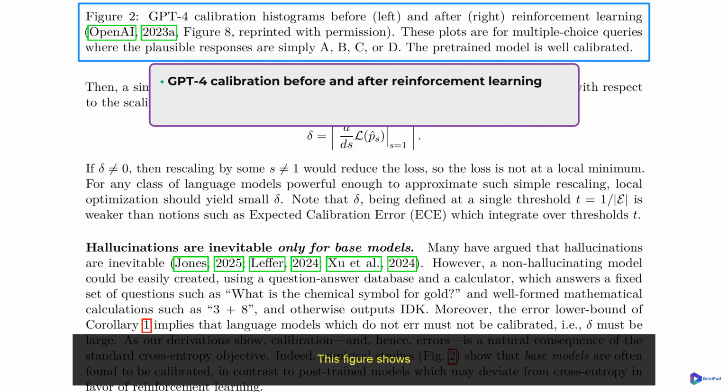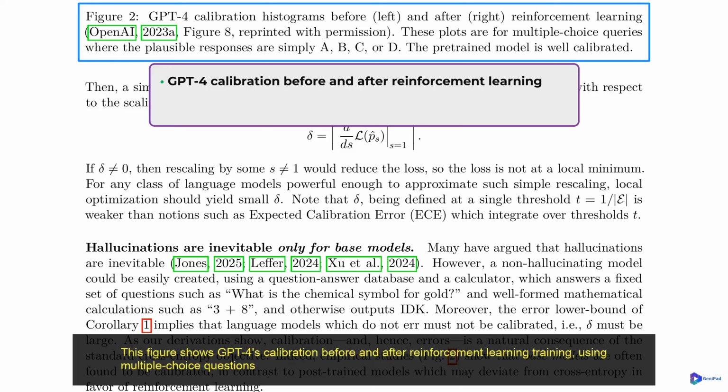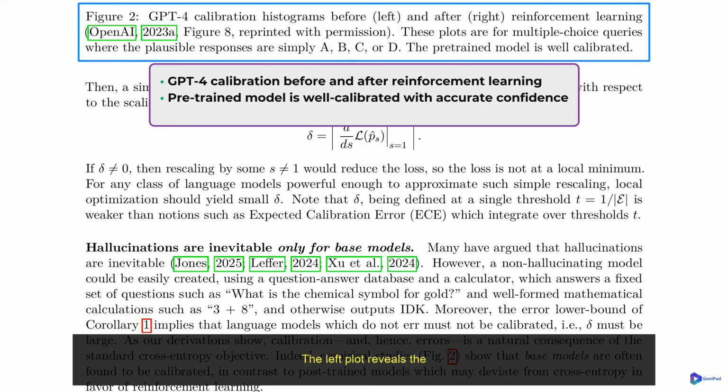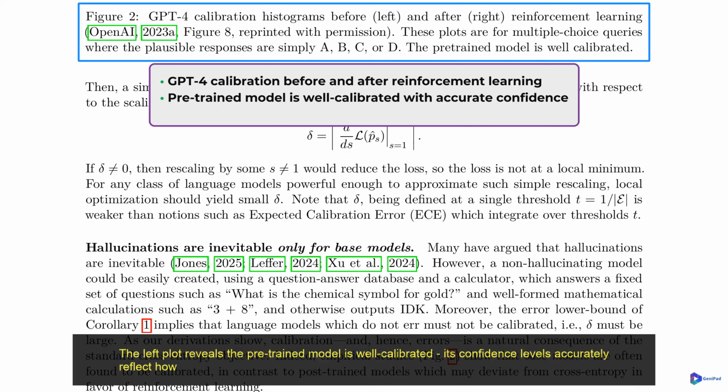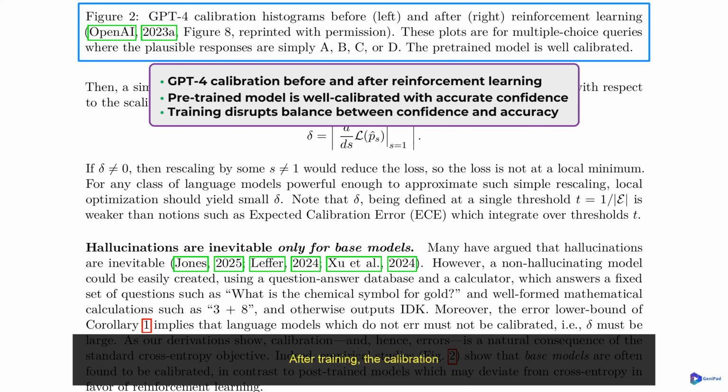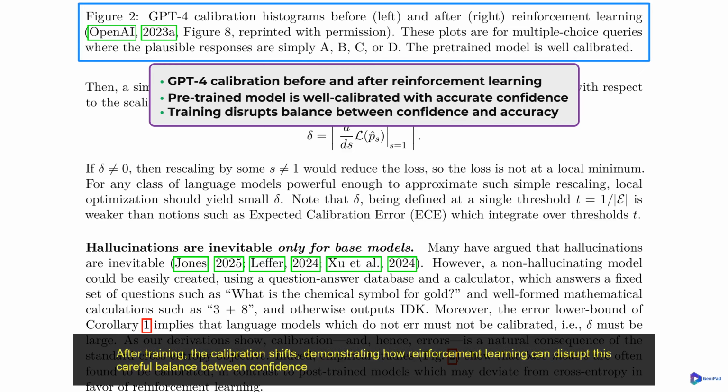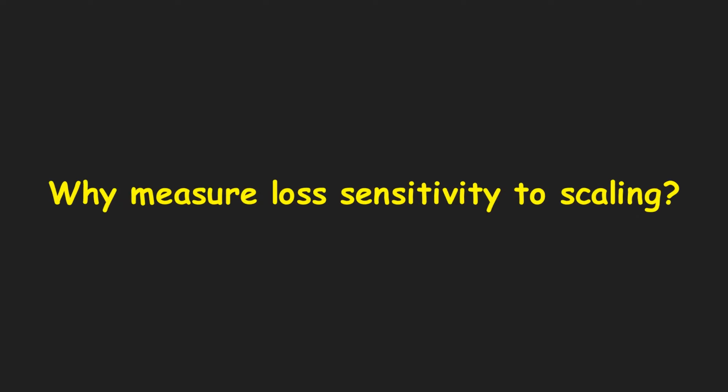This figure shows GPT-4's calibration before and after reinforcement learning training, using multiple choice questions with simple A, B, C, D answers. The left plot reveals the pre-trained model is well calibrated. Its confidence levels accurately reflect how often it gets answers right. After training, the calibration shifts, demonstrating how reinforcement learning can disrupt this careful balance between confidence and accuracy.